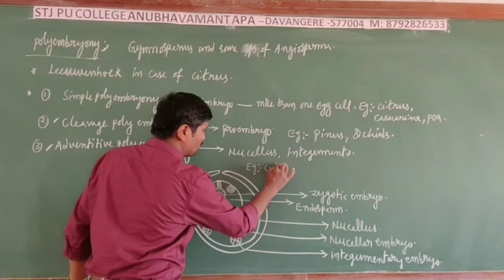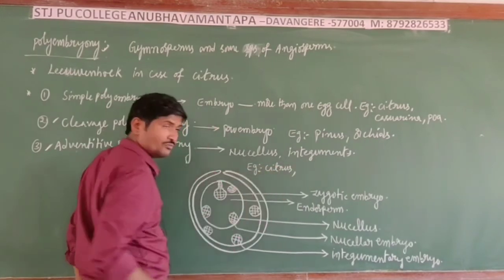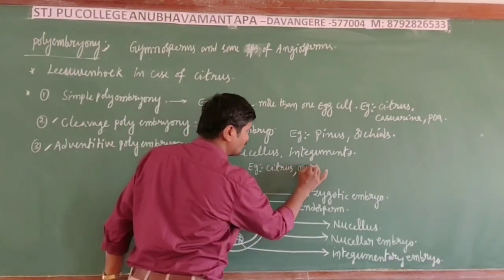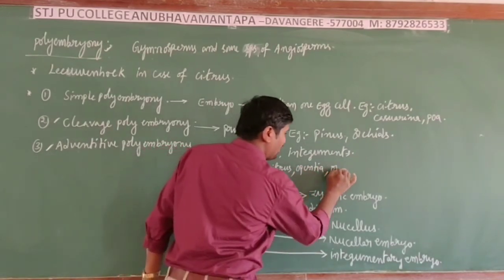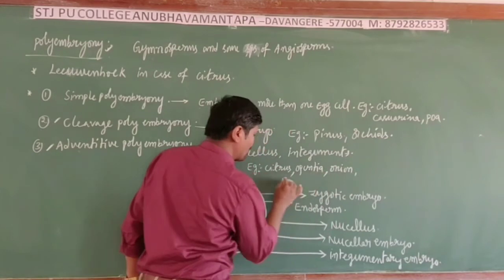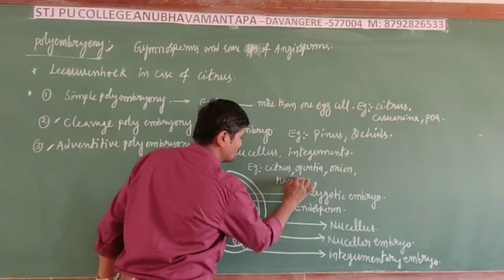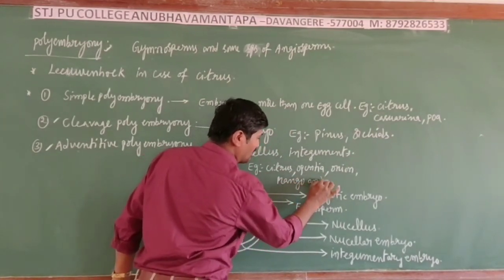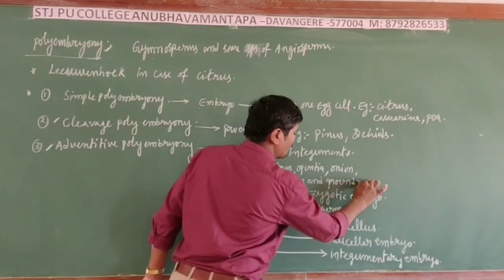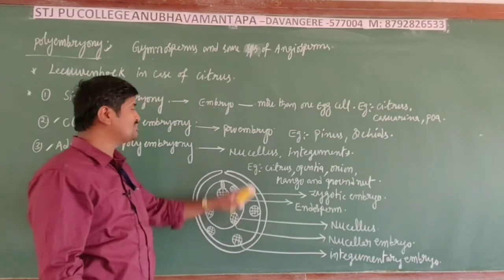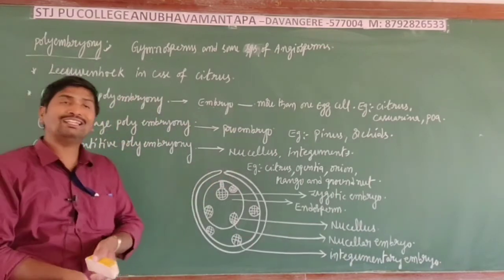Citrus also. Opuntia, okay, onion, mango, and groundnut also. These are all examples for adventitive polyembryony.